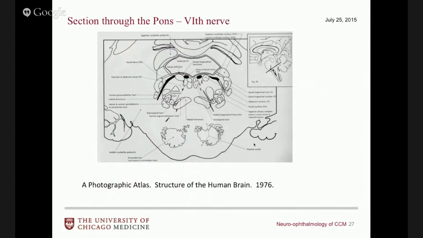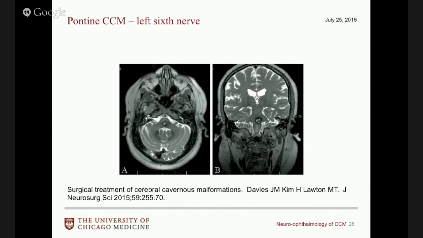So this is a section, and this little dot right here is the 6th nerve nucleus. This is through the pons, and these little jagged lines are the fascicle, or the nerve actually coming out through the pons. So if you get a lesion here, you can easily get a 6th nerve palsy in the pons. And again, I'm staying with the 6th because it becomes totally complicated with everything else. And here, sure enough, you can have a lesion, and this patient had a left 6th nerve palsy.